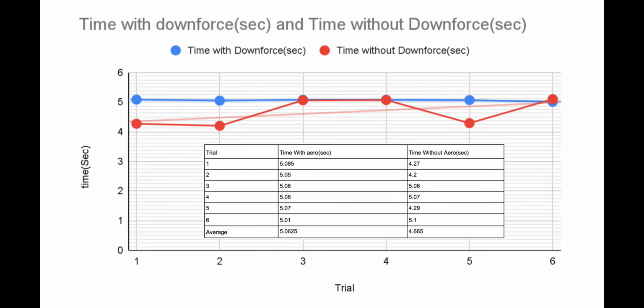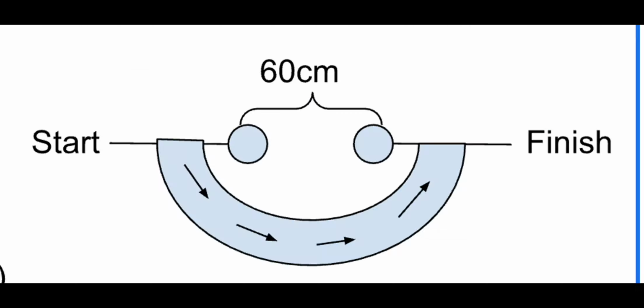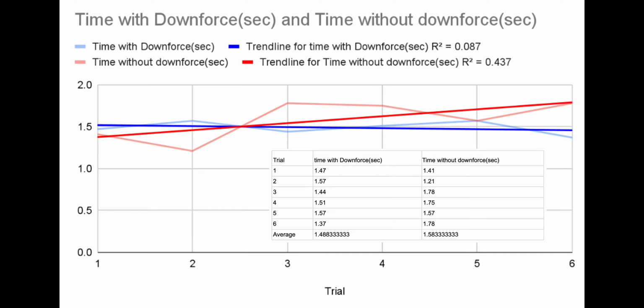This is the result, and unfortunately the time with downforce was about 0.4 seconds slower compared to the time without downforce. So we can say that the drag is affecting too much in the straights. Next, for the results specific to the corner and not including the straights. From the data, we can see that the car with downforce is 0.1 seconds faster in the corner.